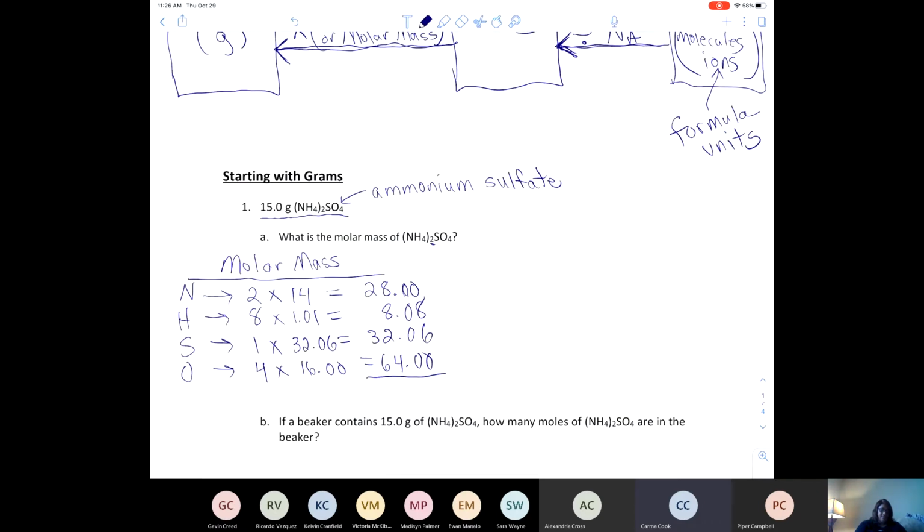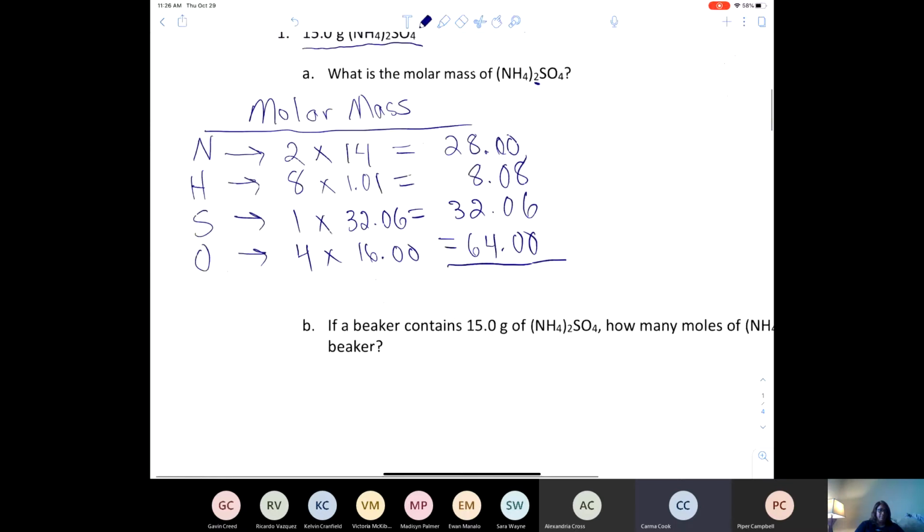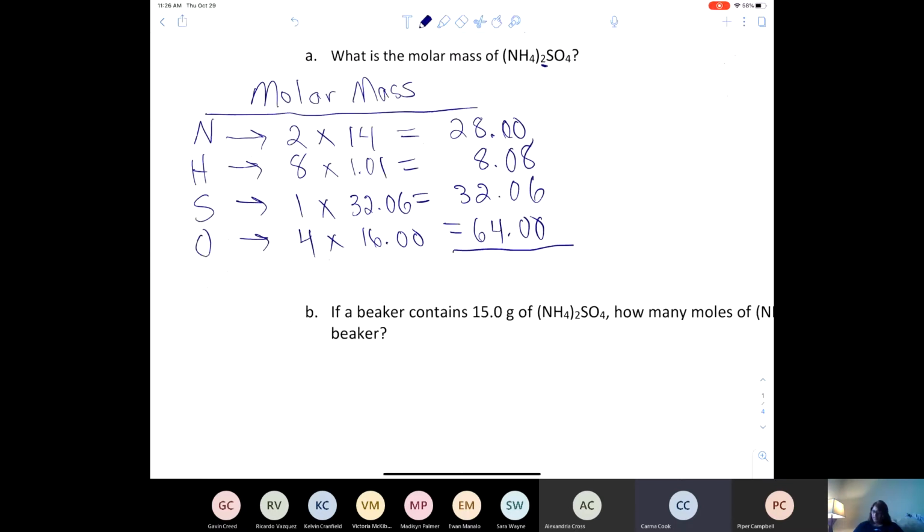And so we add the atomic masses represented by all the elements together, and that will give us our molar mass. So go ahead and do that. Does someone have our atomic mass for us? I'm sorry, our molar mass.